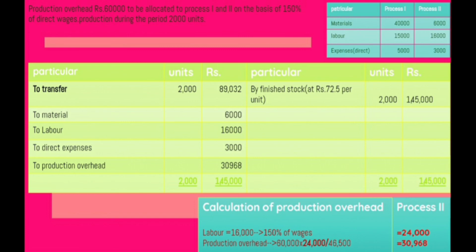Okay, how will you calculate the per unit cost? We have to find 1,45,000 divided by 2,000, which is called the per unit cost. Similarly, in process 1 also you can see 89,032 divided by 2,000 is called the per unit value.